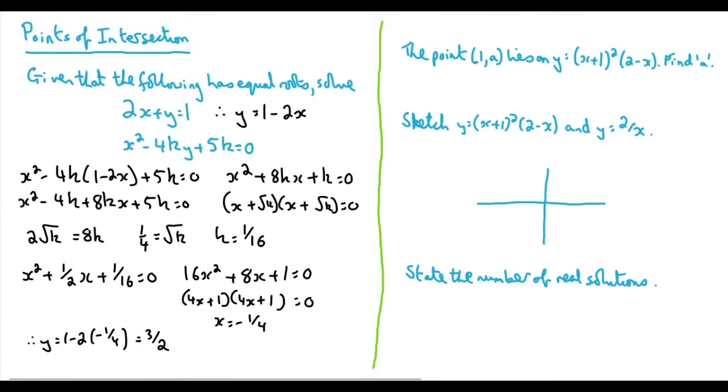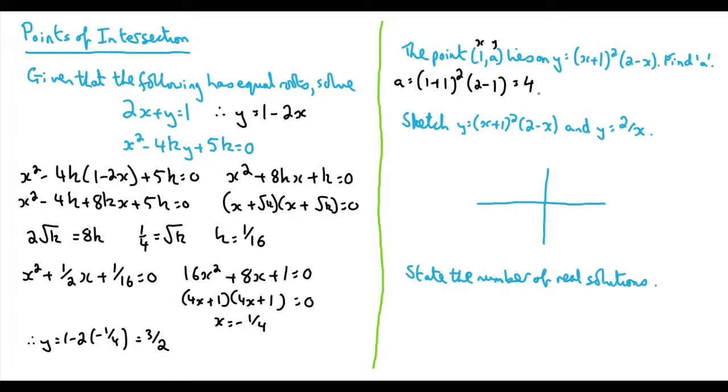So if we know that this coordinate is on this graph, then what we can do is we can plug in the x coordinate here of 1, and we know that we should get a y coordinate of a out afterwards. So a is going to equal (1 plus 1) squared and times by (2 minus 1). Well, 1 plus 1 is 2, squared is going to be 4, and then 2 minus your 1 is 1, so 4 times 1, that's just going to get you a value of 4.